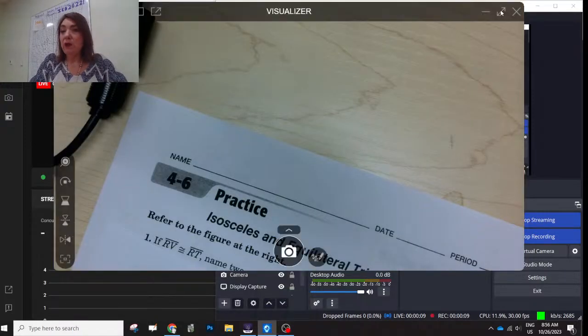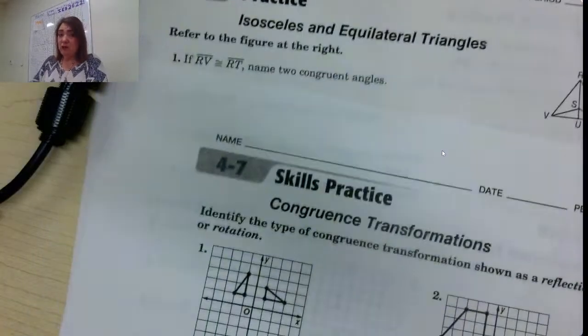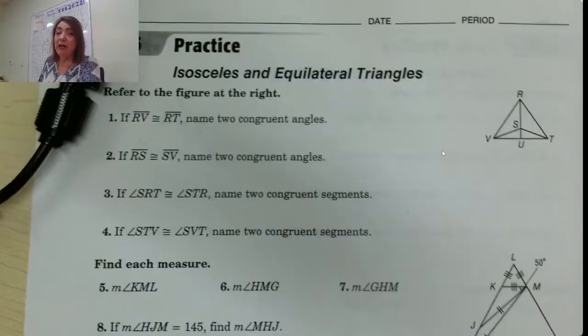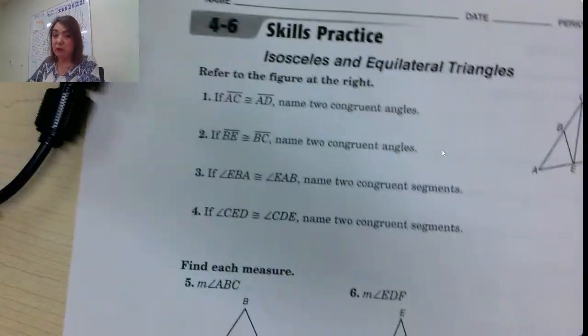Okay, we are streaming. All right, so today we're talking about, first we're looking at 4-6. We're talking about isosceles and equilateral triangles, okay?